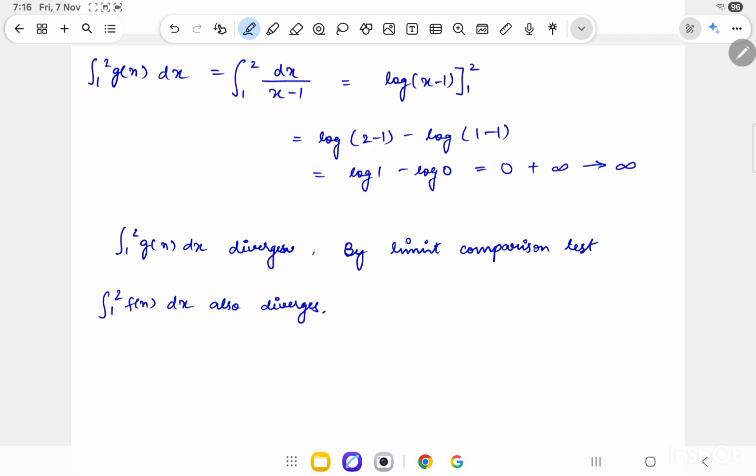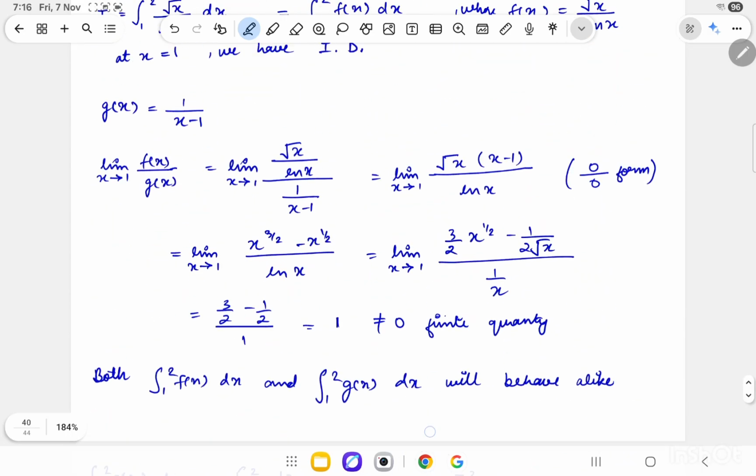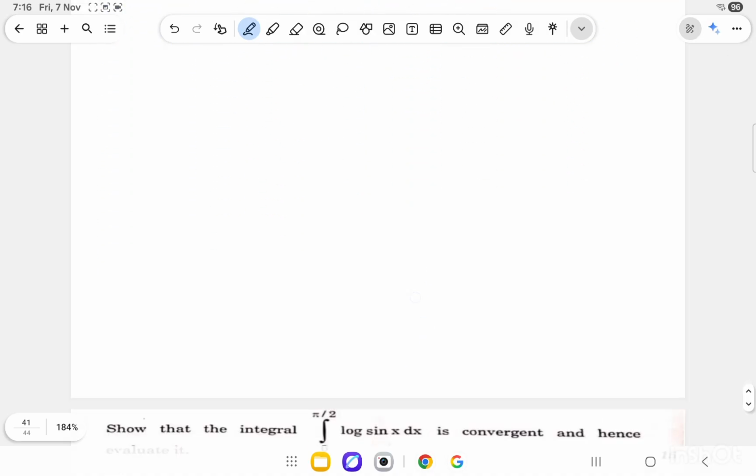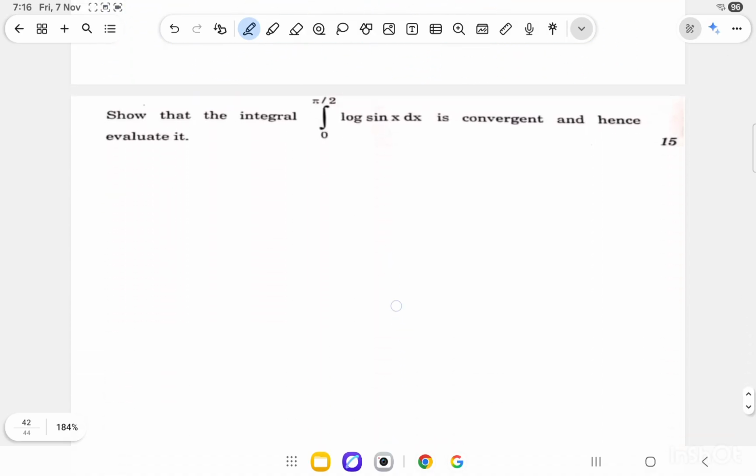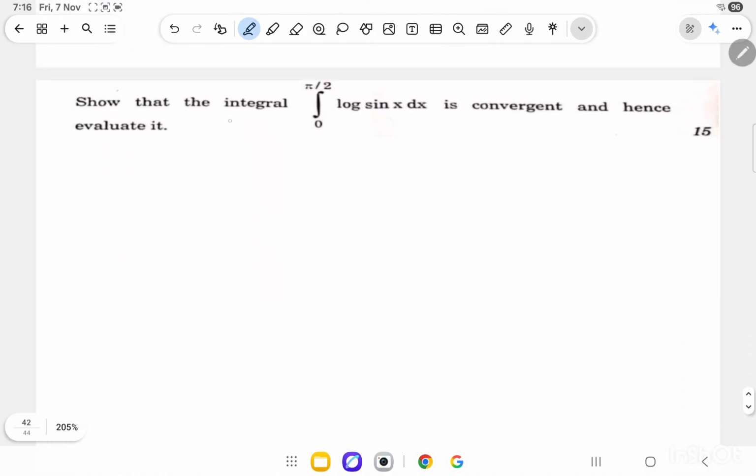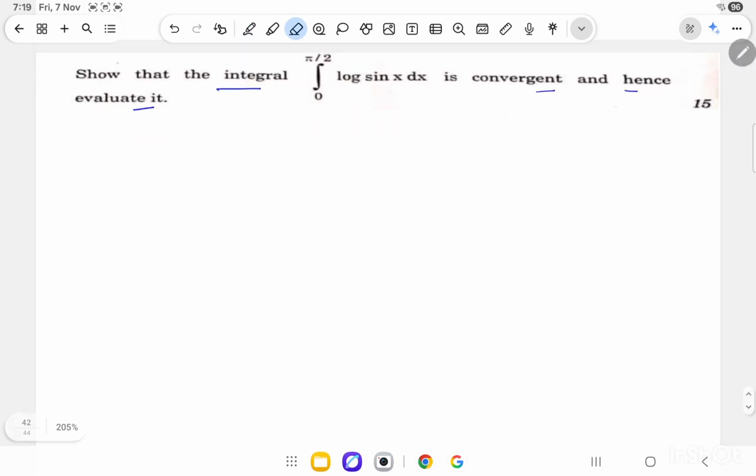So this completes our question. Let's move on to discuss the next question. The next question is, show that the given integral is convergent and hence evaluate its limit. First we are supposed to show that it's convergent and then we are supposed to find out the limit to which it converges. So let's see how we can do that. Let's see how we can check the convergence.